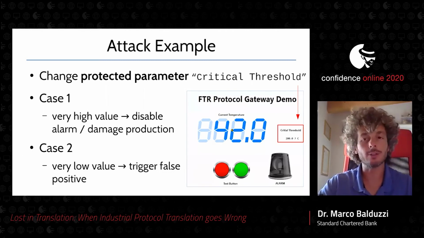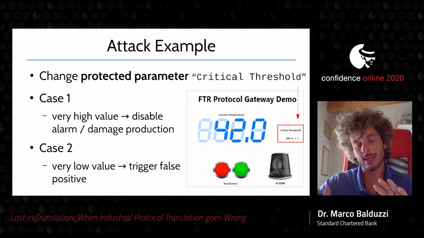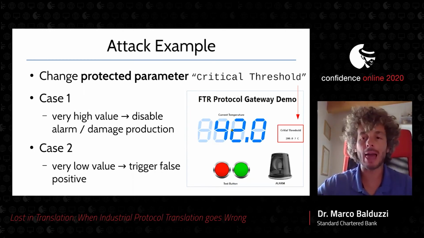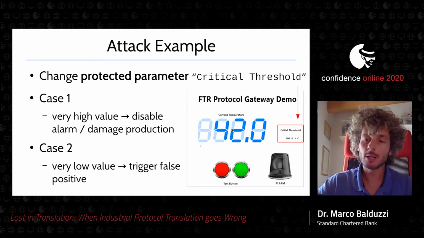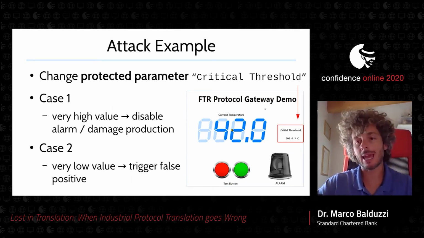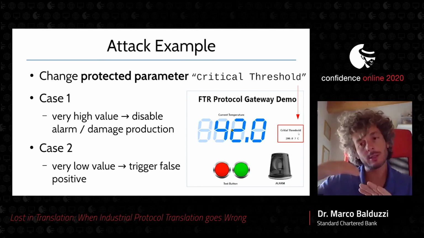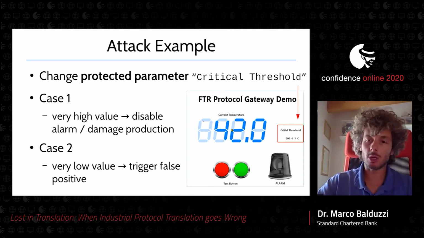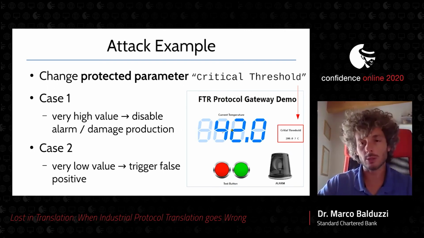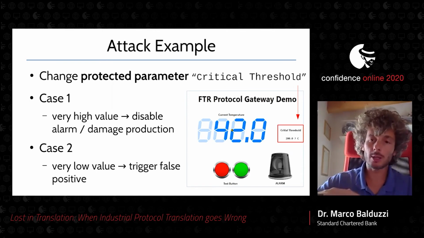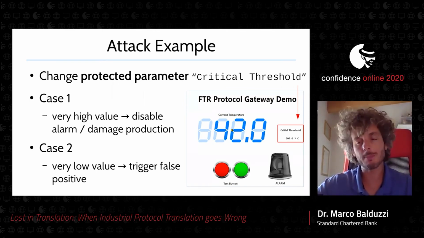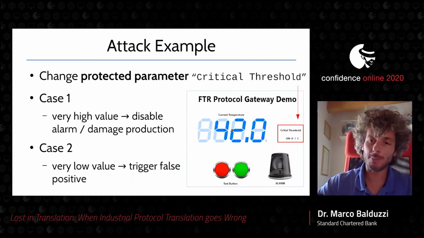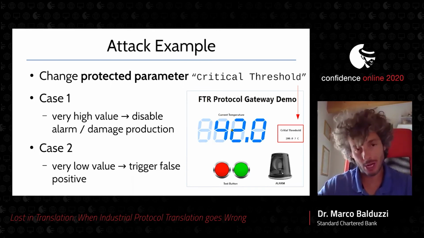We don't have much time here, I have 10 more minutes. So let's assume there is, again, a production plant that is configured as follows. The admin can set a critical temperature threshold, in this case 200 Celsius. Then you have a plant that is monitoring the temperature, in this case 42 Celsius. If the current temperature goes over the critical temperature, the PLC triggers an alarm and blocks the production.